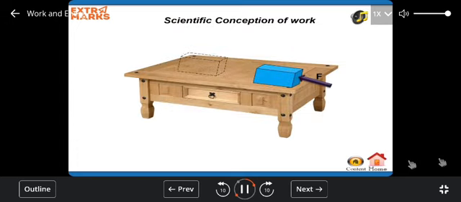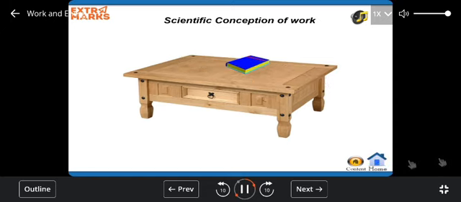Let us consider some more examples to understand the scientific conception of work. When a force is applied on a carton placed on the table, it moves through some distance. Hence, work is said to be done. Again, push a book kept on the table. The book moves through a distance. You exerted a force on the book and it got displaced. Hence, work is said to be done.